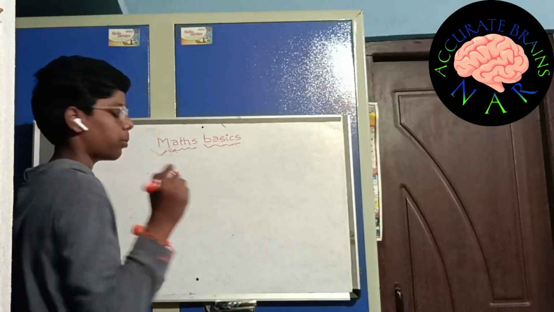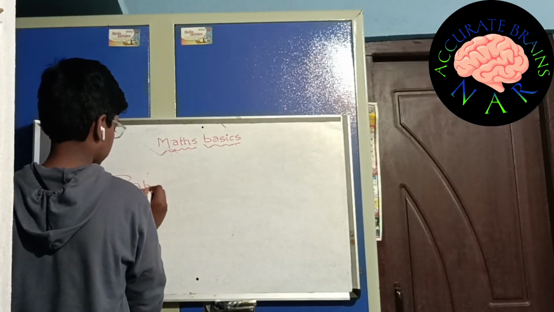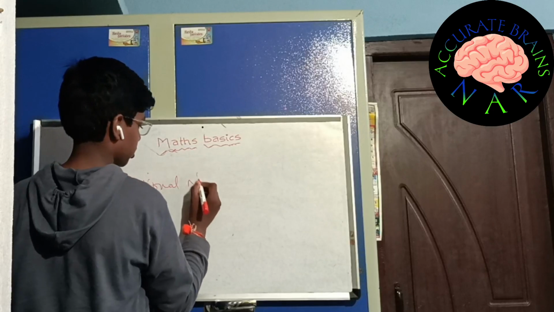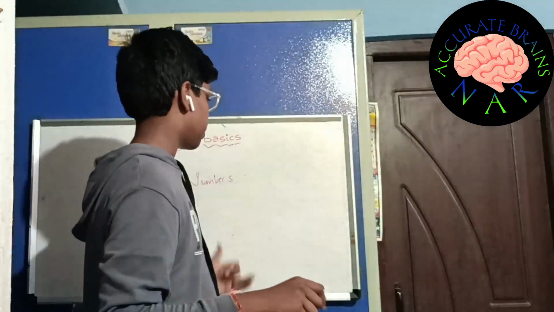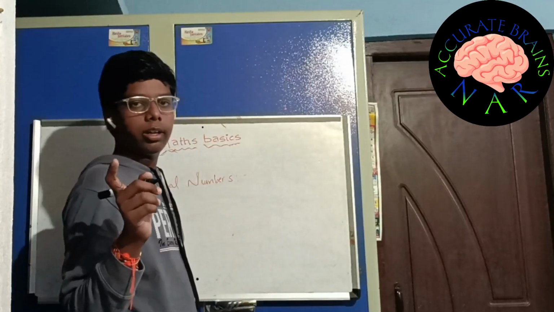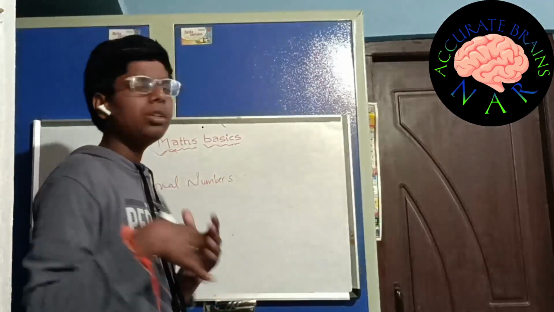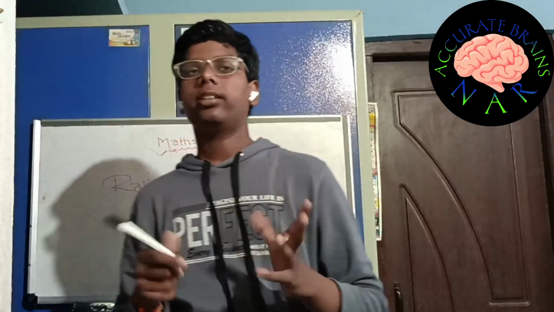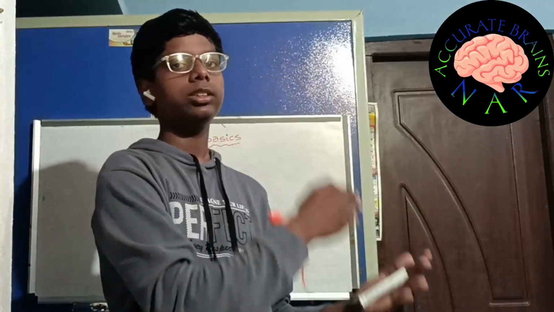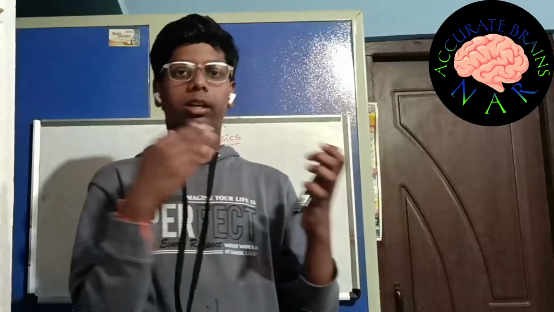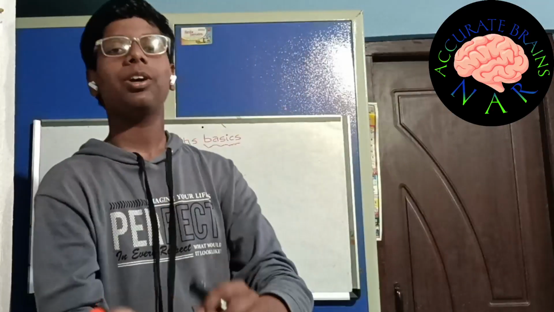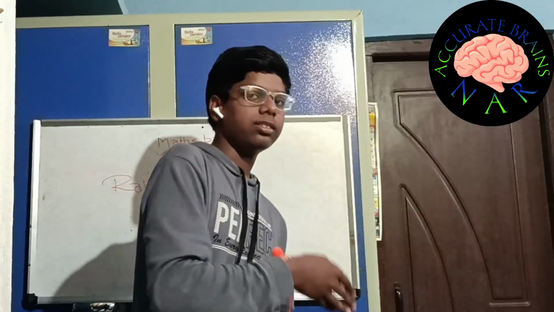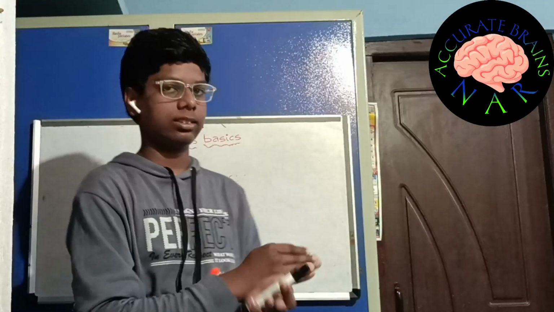Right. The last topic, rational numbers. Any number represented in the form of p by q where q is not equal to 0. Here we know about fractions, right? In the previous classes. If you are in 8th, you learned in 7th. If you are in 7th, you learned in 6th. If you are in 9th, you learned in 8th, 7th, 6th. If you are in 10th, you learned in 9th, 8th, 7th, 6th, right?